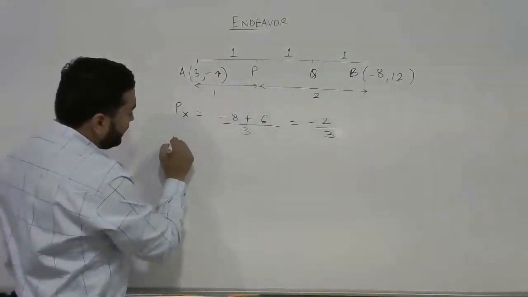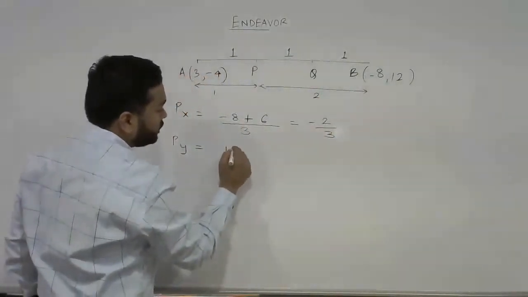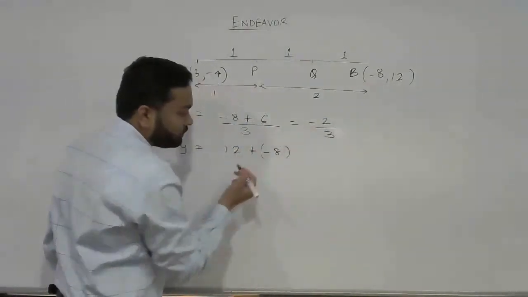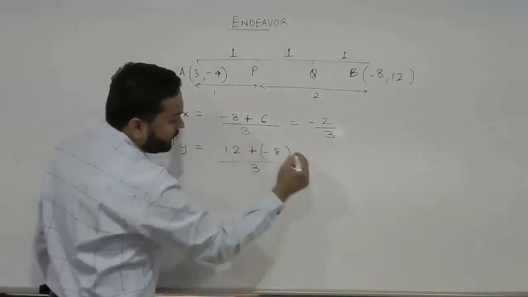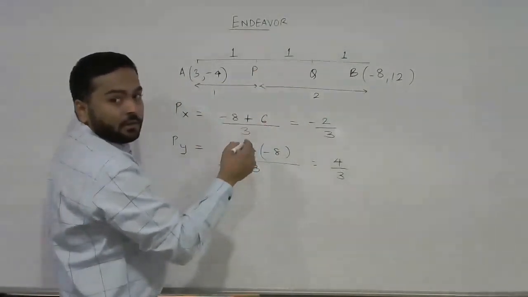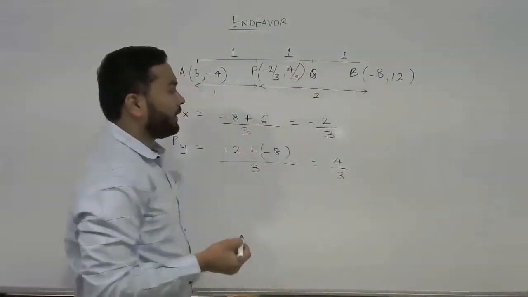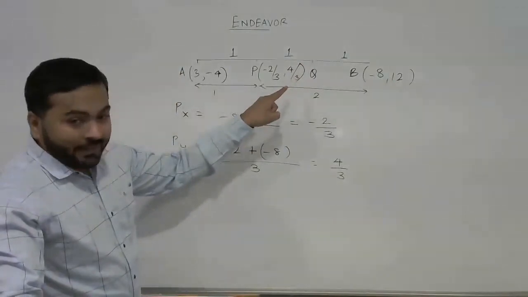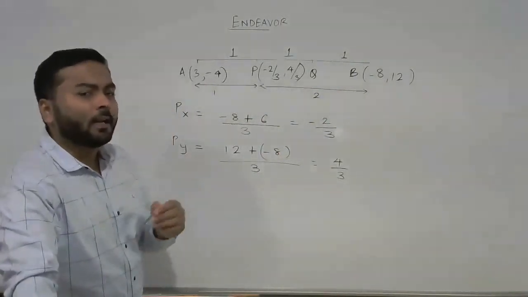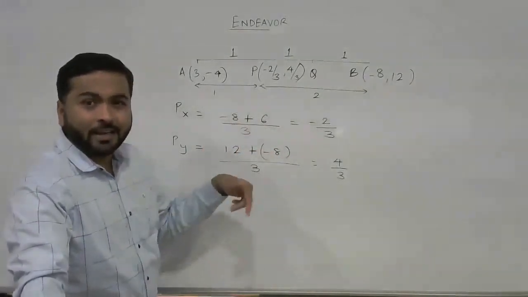Correct? Similarly, the y coordinate of P would be 1 into 12, that is 12, plus 2 into minus 4, that is minus 8, upon 1 plus 2, which is 3, and this is nothing but 4 by 3. So now we know that this point P has coordinates (minus 2 by 3, 4 by 3). Now we can apply the section formula for the point Q such that this is 2 and this is 1. The other thing we can do is, now I know that Q is the midpoint of P and B. So let us apply the midpoint formula because that's relatively easy, correct?